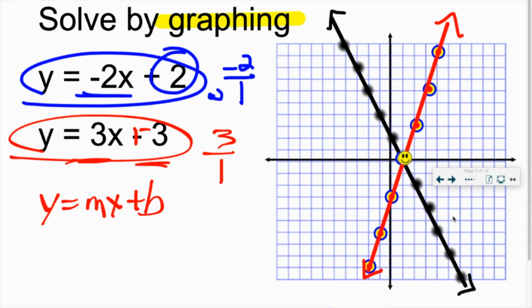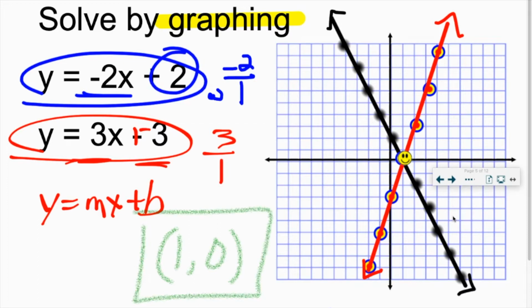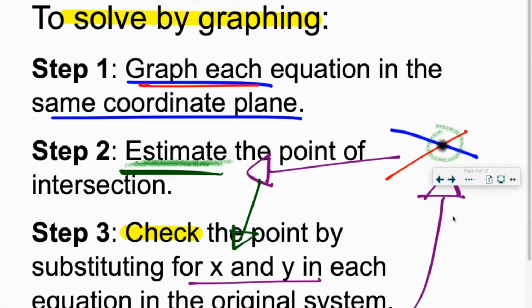Now this is where you and I need to approximate or estimate that point. Be very careful. That looks like it's at 1, 0. And yes, that's the right ordered pair, 1, 0. So normally we would box it up and say we're done. However, if required, if it says step three, check, here's what we have to do.